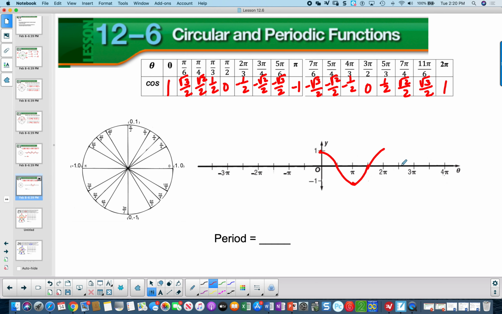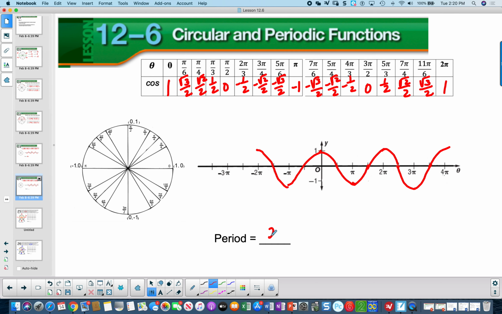But then it'll continue. It'll go down. And then over here at 3 pi, it's going to go to -1, 0, and then 1. And it'll have this same pattern going over here on this side.